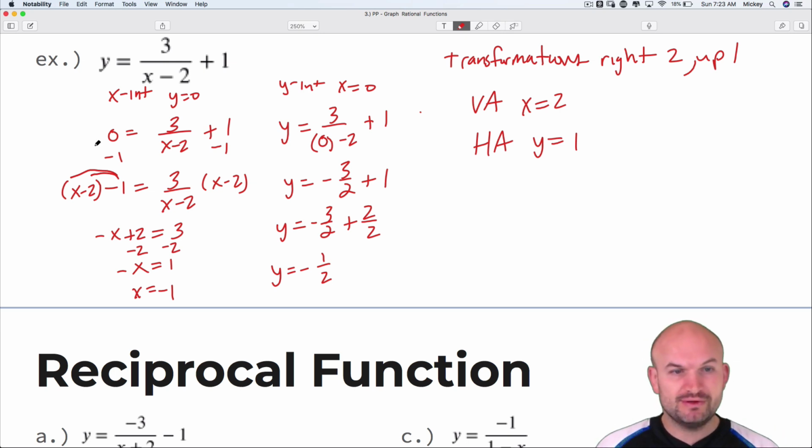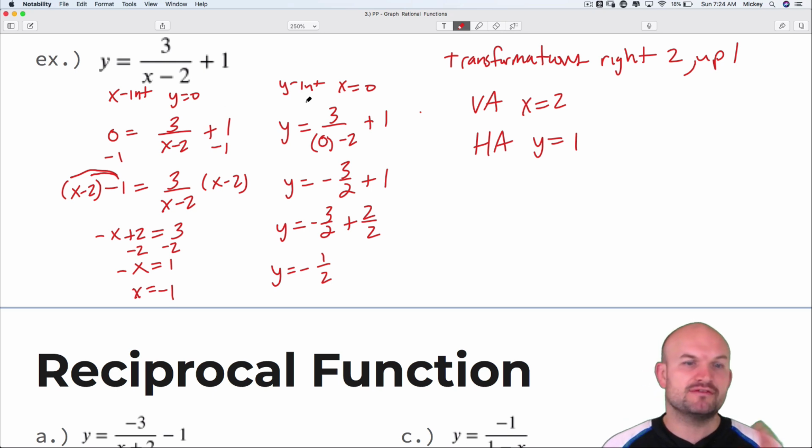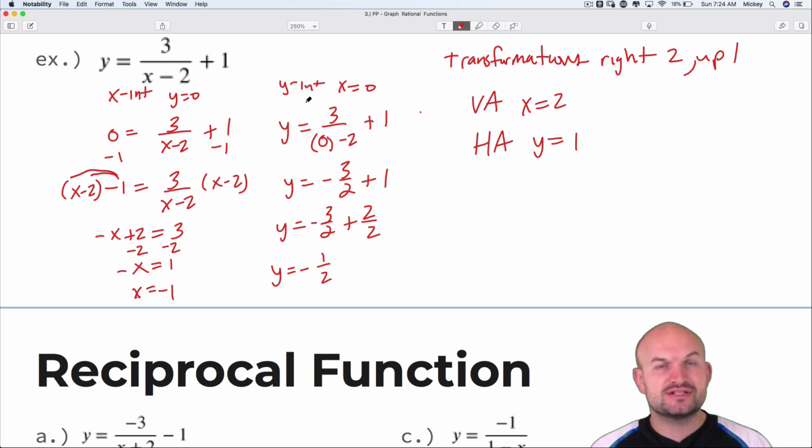You can't do the trick. You can't just set the numerator equal to 0, because that wouldn't give you -1. You just can't take the constant over the constant, because the answer is -1/2, not -3/2. So again, relying on that basic understanding of the x-intercept, where y equals 0, and the y-intercept, where x equals 0, is going to be very important to work on.